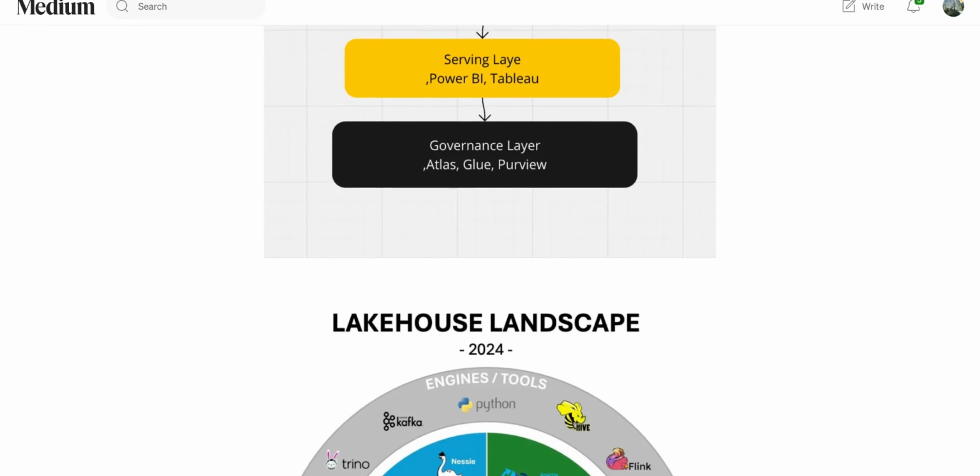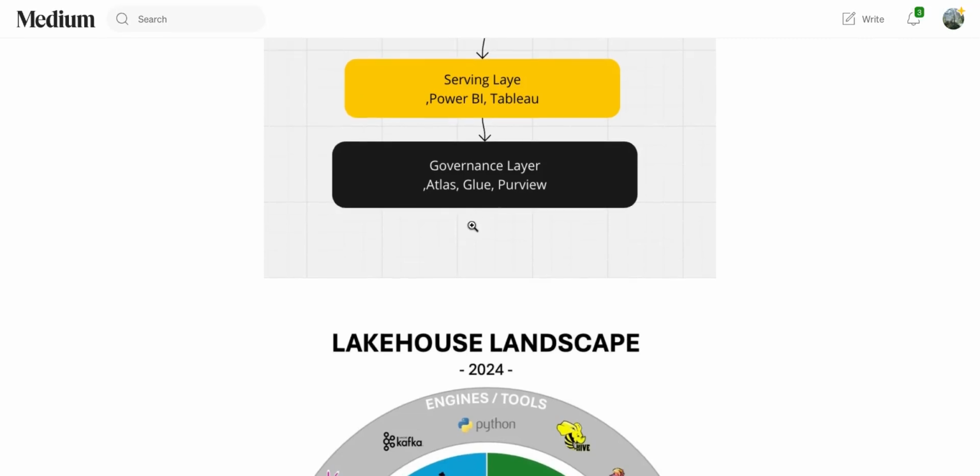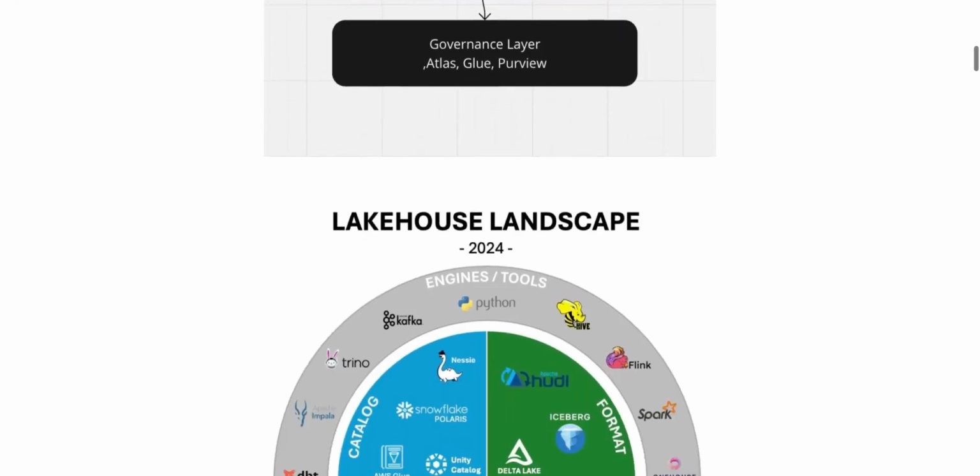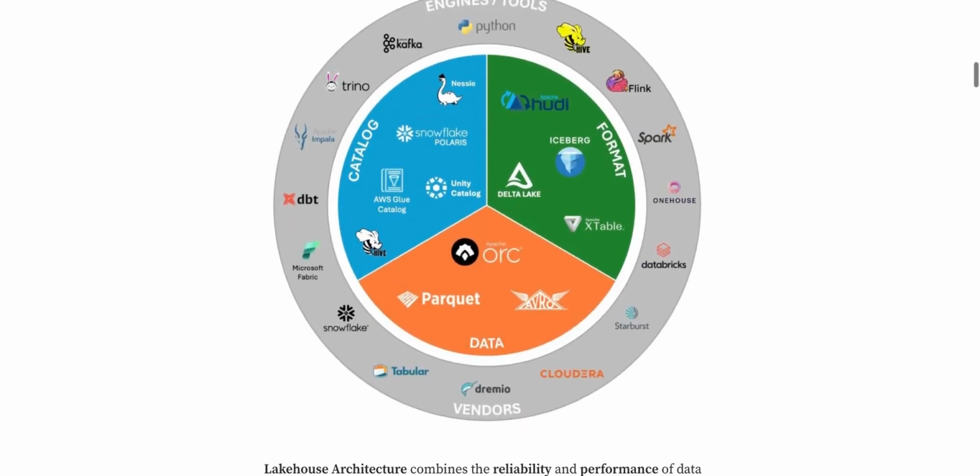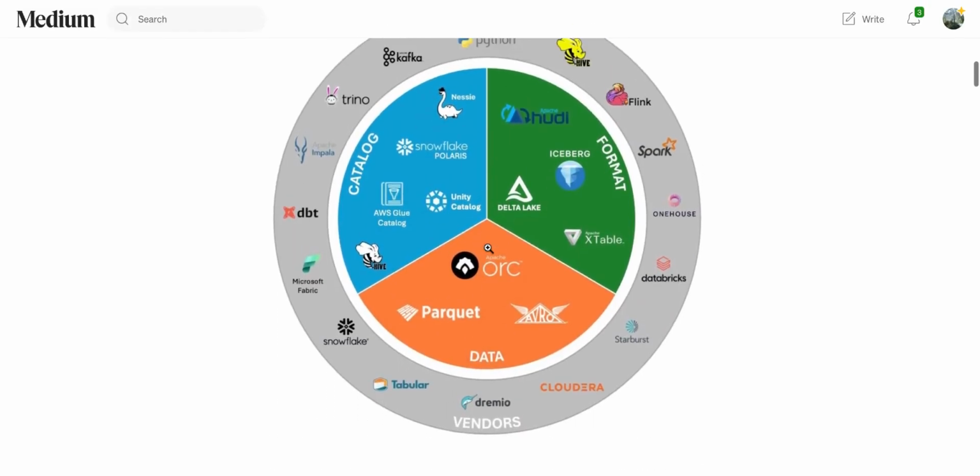If you create tables but nobody knows where the table is, what the meaning of a column is, or what the security level is, that is where data governance plays a role. AWS has Glue, Databricks has Unity Catalog, and there are Purview and Atlas. These are the things. So this is the lakehouse formation I just introduced.